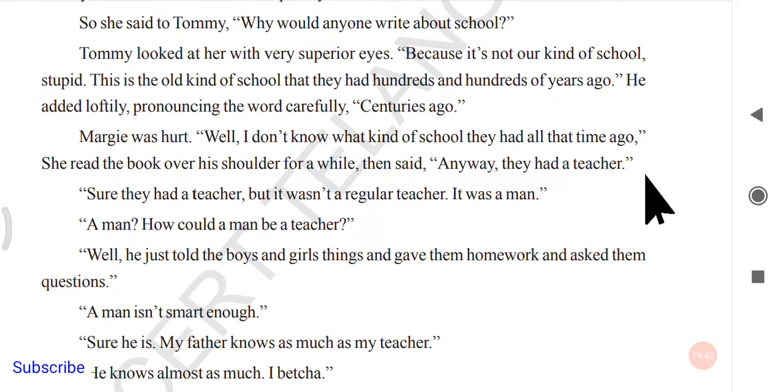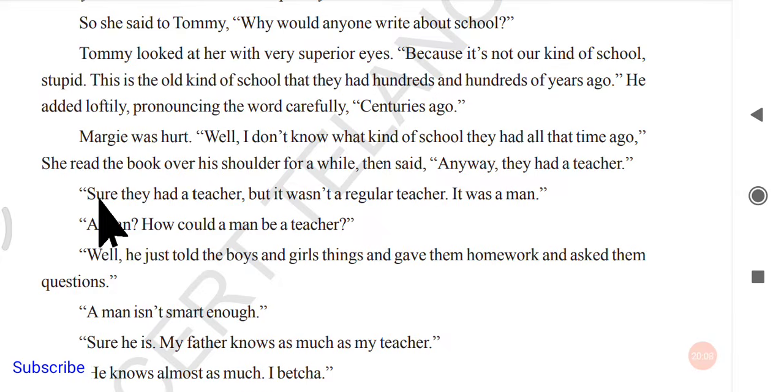So Margie didn't know what type of school there was centuries ago. When she read a little bit of the lines in between, she said, "However, those schools also had a teacher." So the point here is she doesn't like a teacher. She thought, what is the difference? In olden days also there was a teacher, so I don't like it. That was her inner intention.